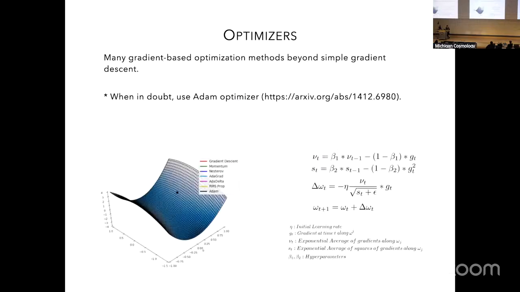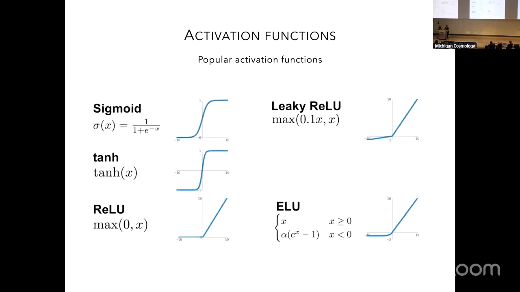We have a bunch of different optimizers. I showed downhill gradient descent, but there's a bunch of fancier optimizers that have momentum that allow you to converge better. Whenever you're doing machine learning, you should just use the Adam optimizer, because it's awesome. That's the optimizer that you should always be using. Don't use anything else.